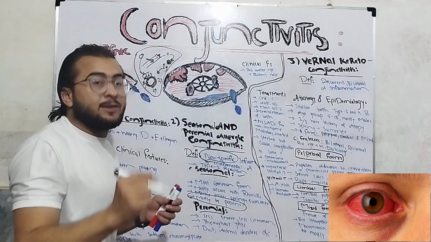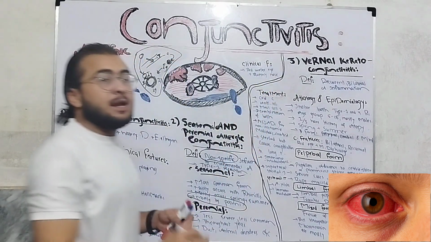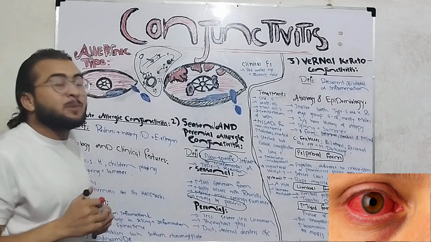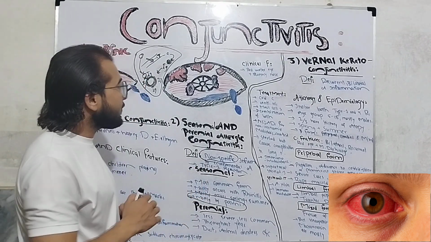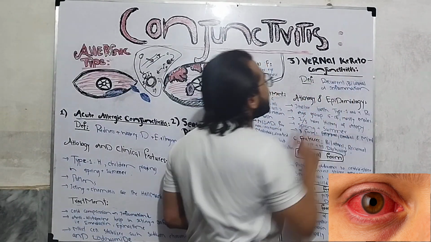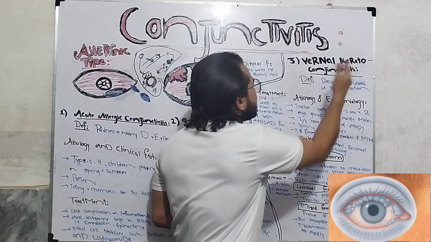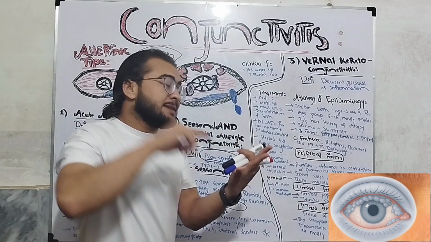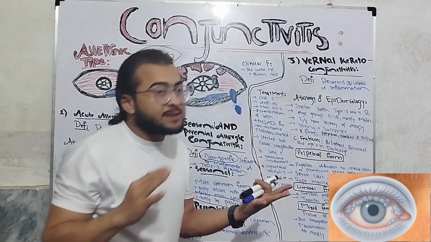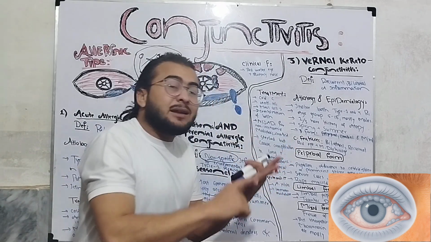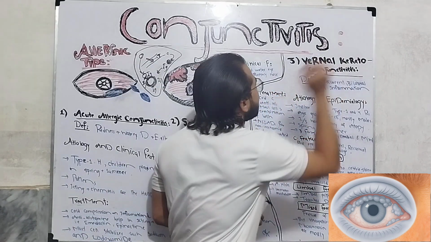When the patient presents to you with red watery eyes and a runny nose, it is most probably the seasonal or perennial type of allergic conjunctivitis. Okay, most commonly seasonal. The third one is vernal keratoconjunctivitis. So what is vernal keratoconjunctivitis? Vernal keratoconjunctivitis is a bilateral allergic inflammation of the conjunctiva, and it is recurrent. So recurrent bilateral allergic inflammation of the conjunctiva is called vernal keratoconjunctivitis.